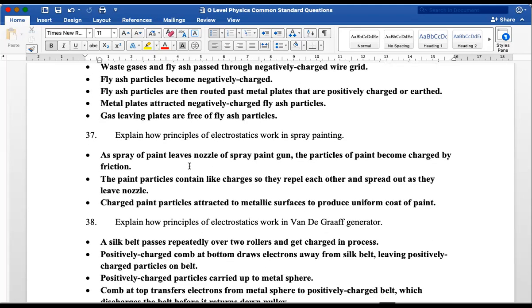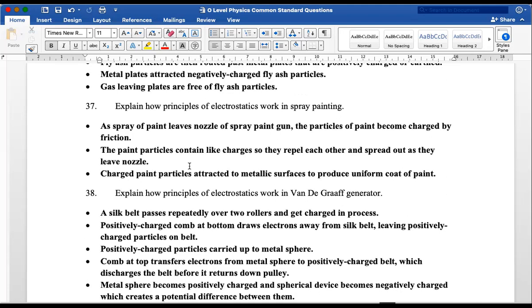Explain how principles of electrostatics work in spray painting. As the spray of paint leaves the nozzle or spray paint gun, the particles of paint become charged by friction. The paint particles carry like charges, so they repel each other and spread out as they leave the nozzle. Charged paint particles are attracted to the metallic surfaces to produce a uniform coat of paint.